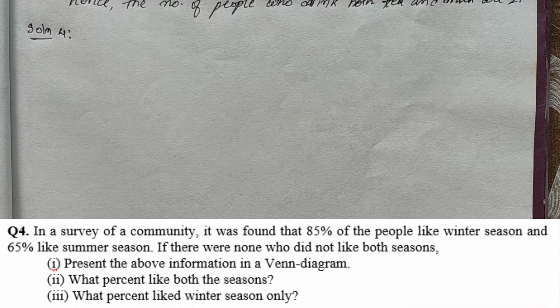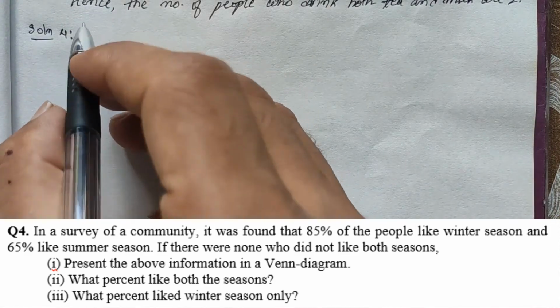Okay, so the complement is 0. You have to represent it in a Venn diagram, and in part two you have to find the percent who like both seasons, which means you have to find the intersection. In part three it asks who like the winter season only, so you have to find only winter. Okay, so let's solve it.